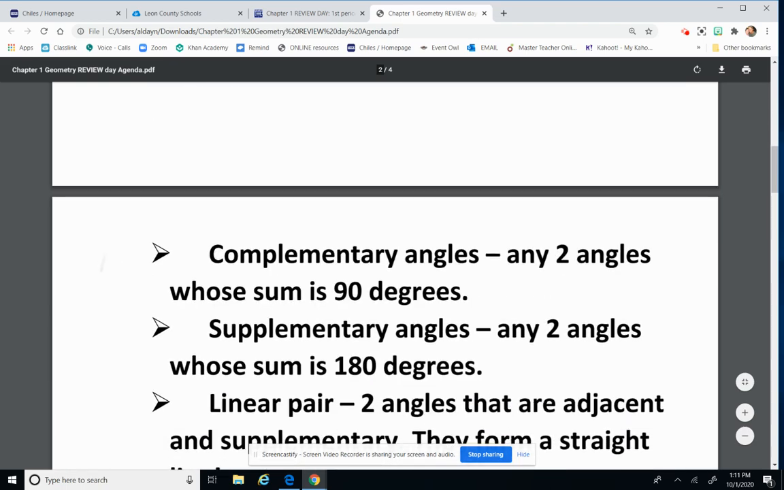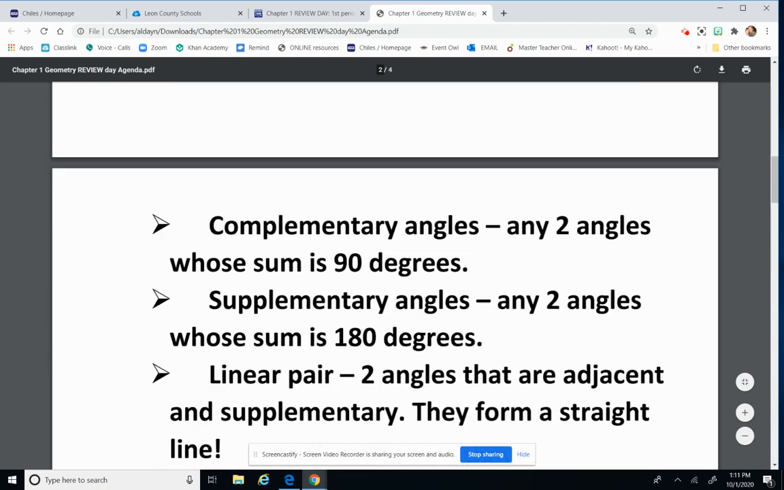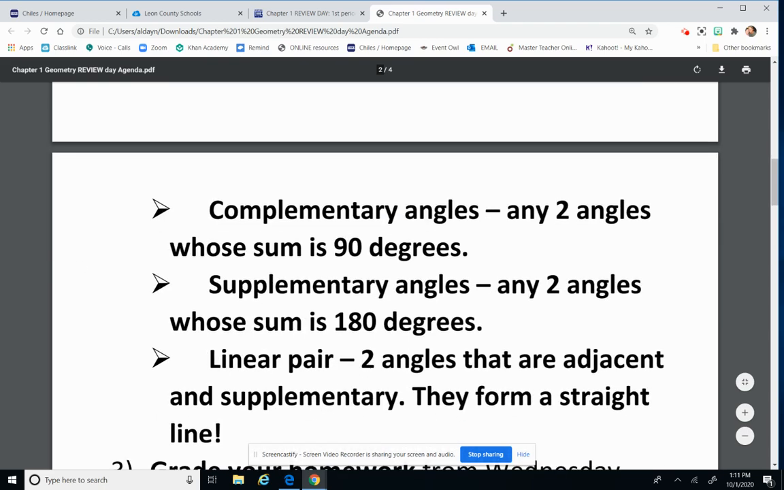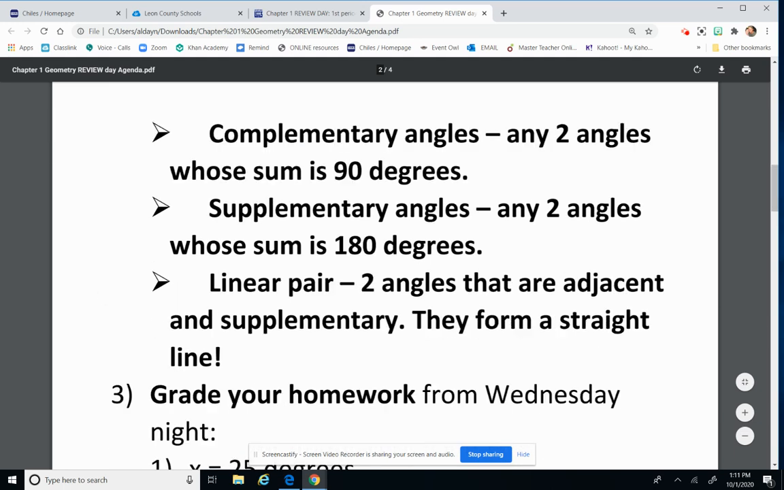Adjacent angles. Adjacent angles are two angles that are next to each other, and they share a common side. They also share a vertex. Complementary angles: any two angles whose sum equals 90 degrees. Supplementary angles: any two angles whose sum is 180 degrees. And linear pair: two angles that are adjacent and supplementary, they form a straight line. Now you can pause this at any time or back up because I'm just reading those. I know it's going to take you a little bit longer to write them down.